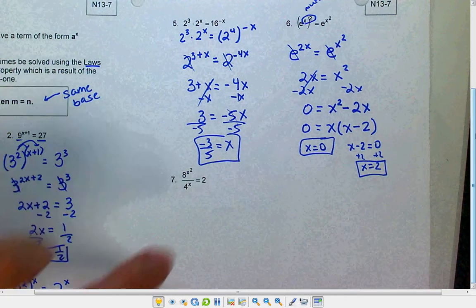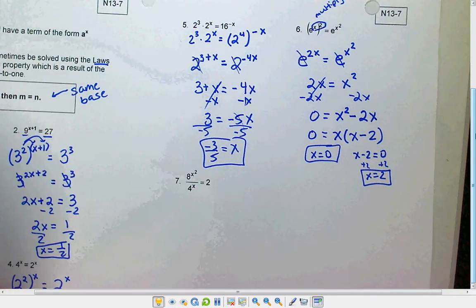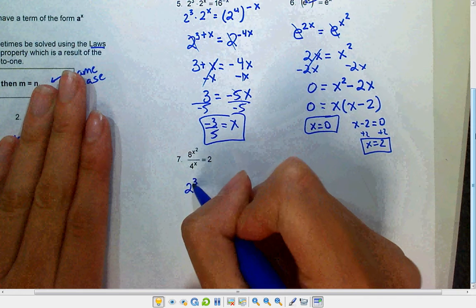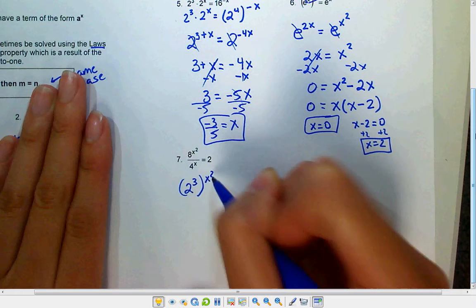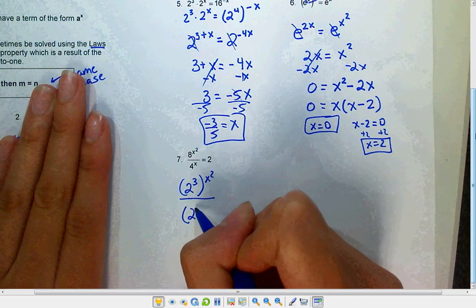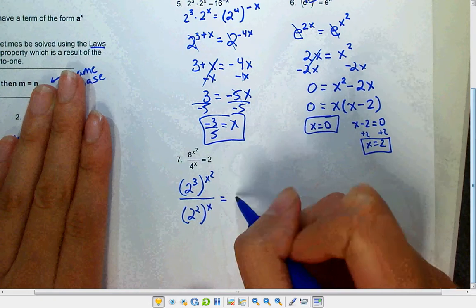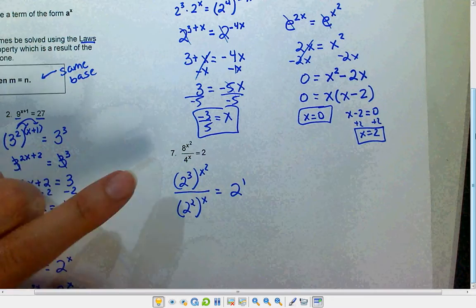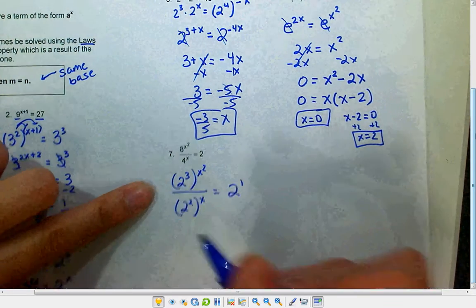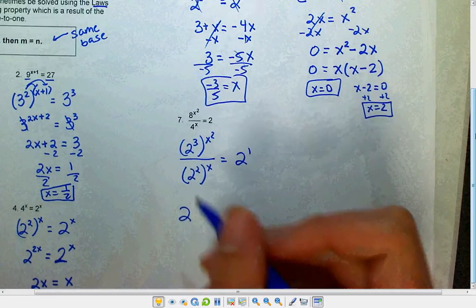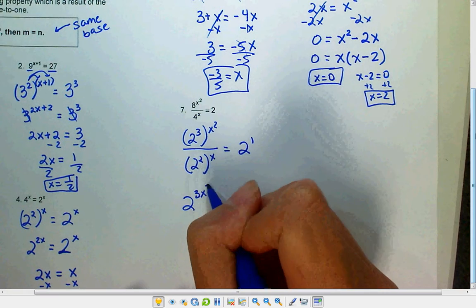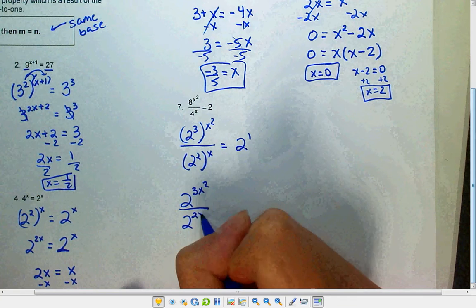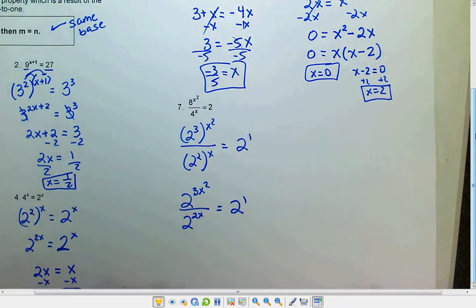So right now we have a base of 8, 4, and 2, so I'm first going to rewrite everything using the same base. So 8 I know is 2 to the 3rd power. I have an x squared. 4 I know is 2 squared. There's an x. And 2 is just 2 to the 1st power, so I'm just going to leave that as 2 to the 1. Okay, so what am I going to do with the 3 and the x squared? I want to multiply those together. So 3 times x squared gives me 3x squared. What am I going to do with the 2 and the x? Again, multiply them together. So this is 2x.